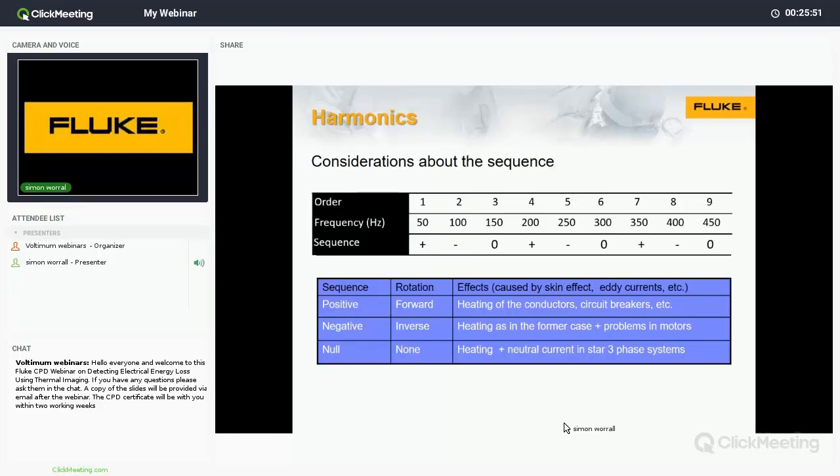The zero sequence, the nulls, they have no effect forward or reverse for the rotation of motors, but they do have an extra feature, if we can call it that: they cause currents to flow in our neutral on 3-phase star systems.